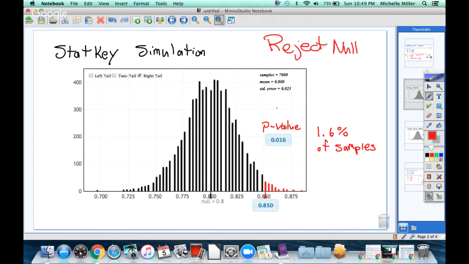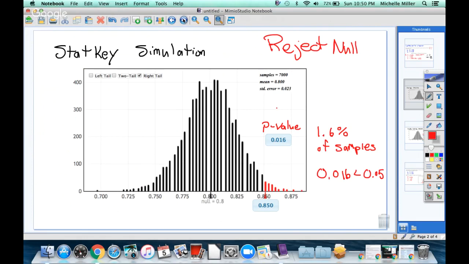And the reason is my p-value of 1.6% is less than our significance level, which is 5%. The significance level is how we decide if something's unusual or not. Something's unusual if it's a small probability. The question is, how do you define small? That's what the significance level is, how we define small in this case, and it's relative to the kind of situation.